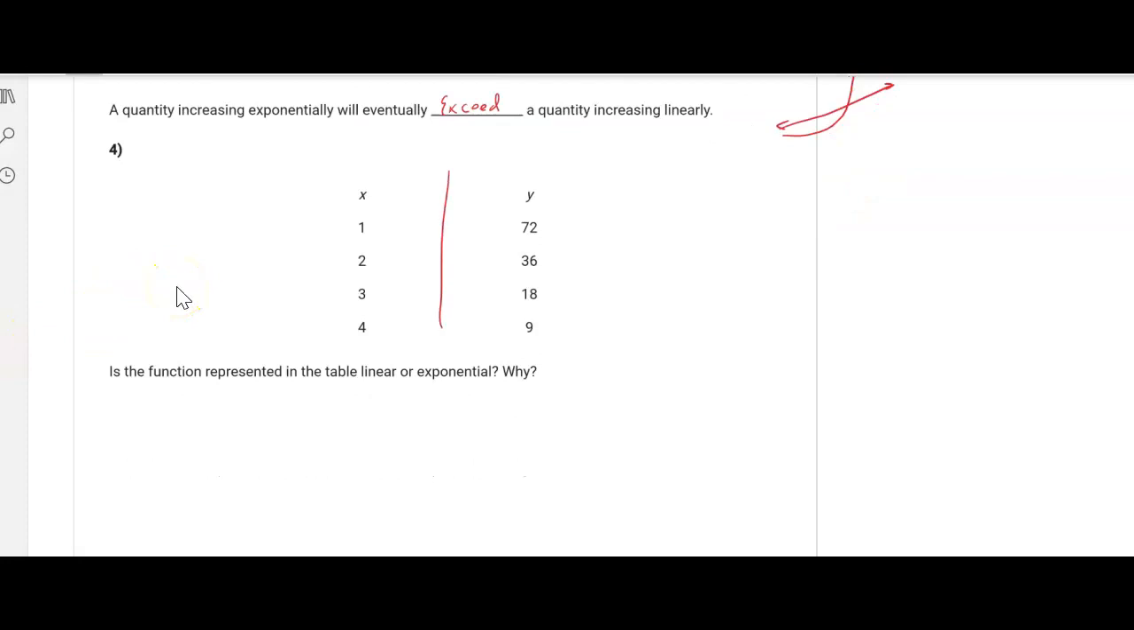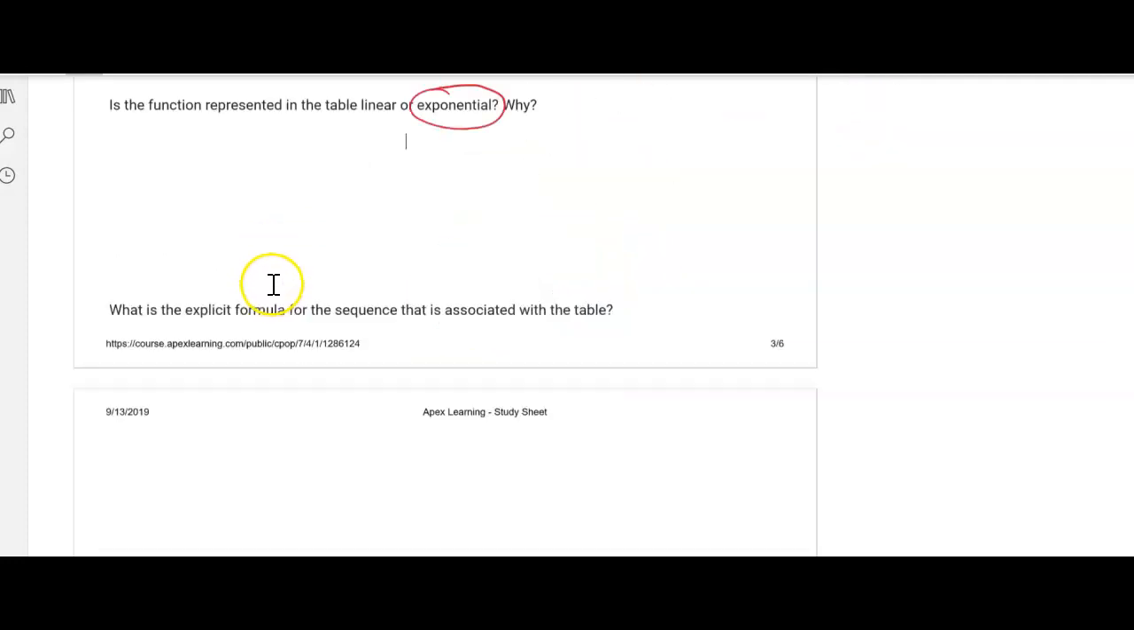So consider this table here. Is this exponential or linear? So if I look, what is happening here? Am I adding the same amount, subtracting the same amount, multiplying by the same amount, or dividing by the same amount? If I look, I'm dividing each one of these by 2. And dividing by 2 is the same as multiplying by a half. Since we are dividing or multiplying, it's exponential. That's what makes it exponential.